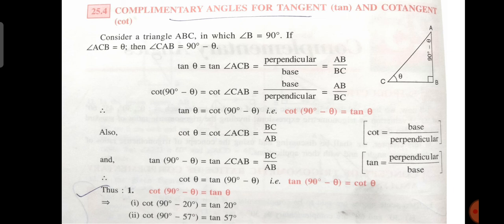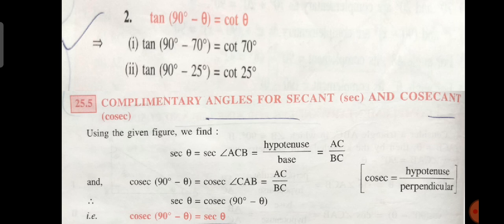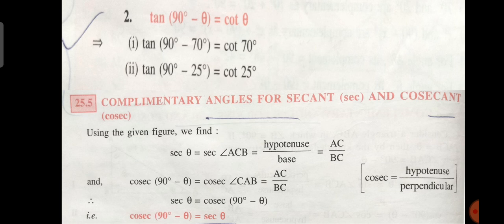For cot 90 minus theta, it is tan theta. Cot, tan. So for cot 90 minus theta, tan theta's complementary is cot 90 minus theta, and cot theta's complementary is tan 90 minus theta. So these are the main four, the most important four complementary angles.